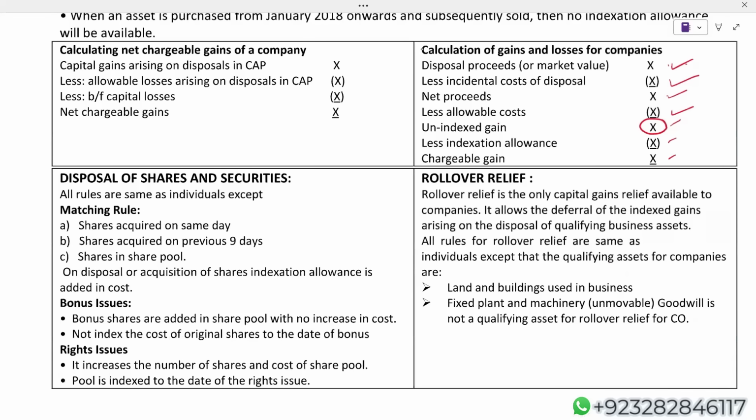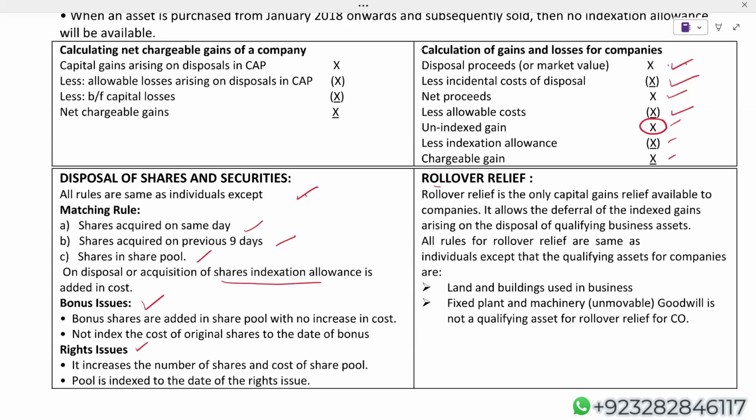Disposal of shares and securities, we have to follow the matching rule. The matching rule is a little different for companies: shares acquired on the same day, then shares acquired in the previous 9 days, and shares in the pool. All those shares which were acquired before the previous 9 days will be in the pool. On disposal or acquisition of shares, indexation allowance is added to the cost, provided that they were bought before December 17. A bonus issue is free of cost, so due to a bonus issue, the number of shares will increase without any change in the cost. A rights issue will increase the shares as well as the cost, because rights are not free.